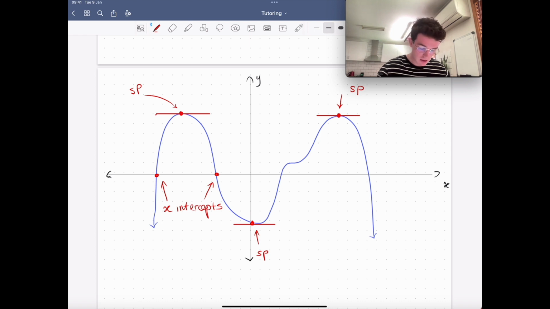Okay. Now, this x-intercept here, I'm going to unlabel that as an x-intercept. Yes, it is an x-intercept, but it's also something else special. It's what we call a point of inflection.